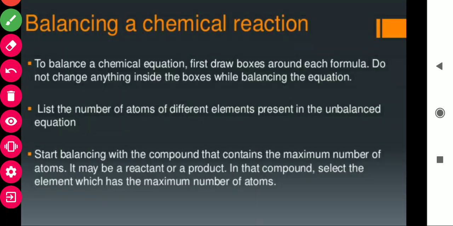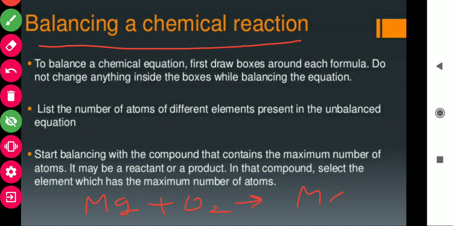Next, when we write the reaction, we need to balance the chemical reaction. If we again take the example Mg plus O2 gives MgO, the question is, is it balanced? No, students, it is not balanced. Why? Because here one atom of magnesium is present, and here also one. But the number of oxygen atoms is 2 here and only a single atom there. So this reaction is not balanced.